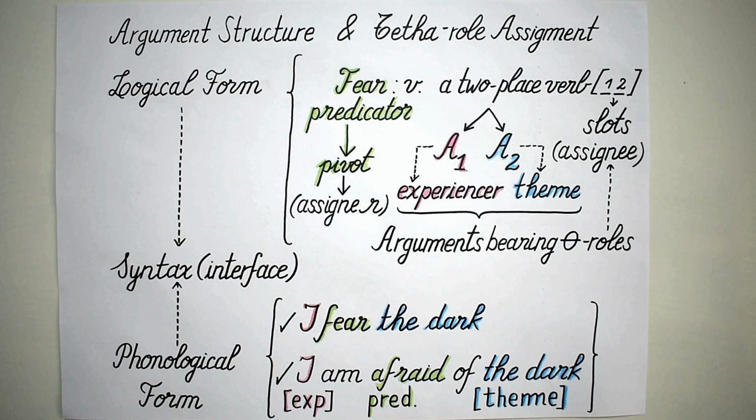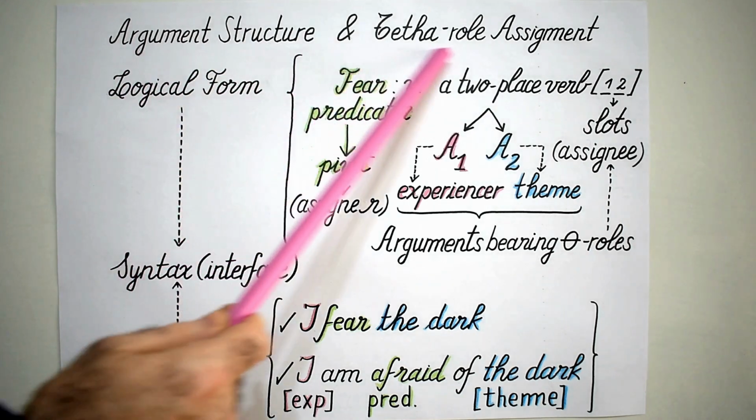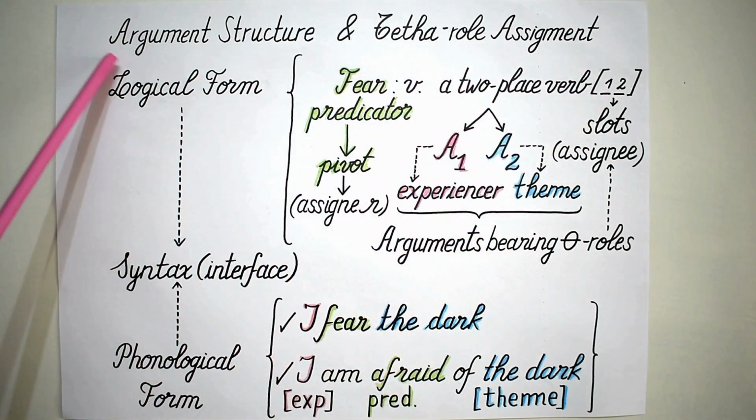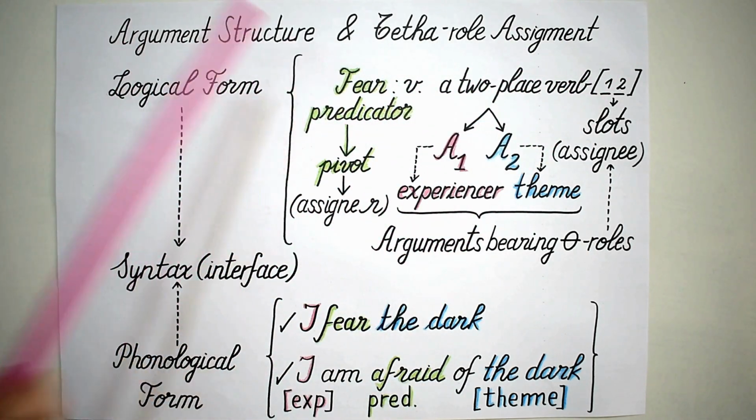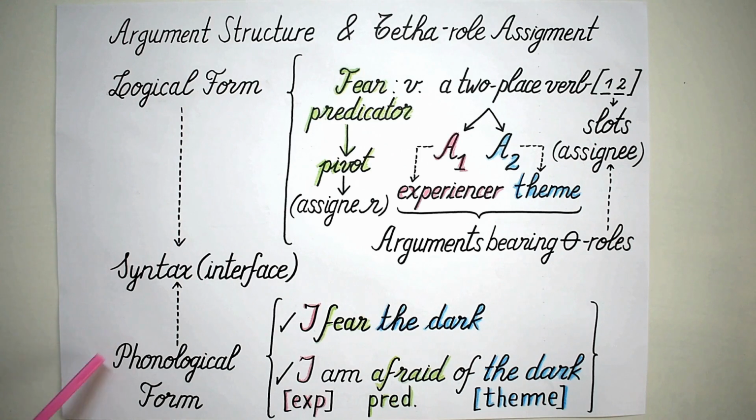In those classes, we also talked about argument structure. More specifically, we touched upon the issue and we announced that we would discuss them in future classes. Well, here's our class on argument structure and theta role assignment. So what is argument structure? The basic idea here is that there are three different levels of analysis and they are interrelated.